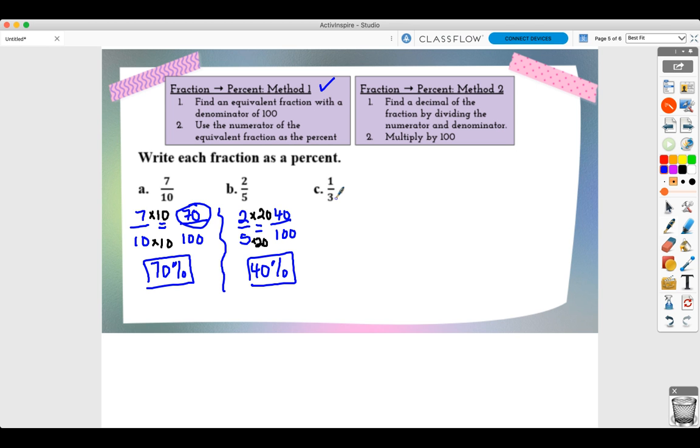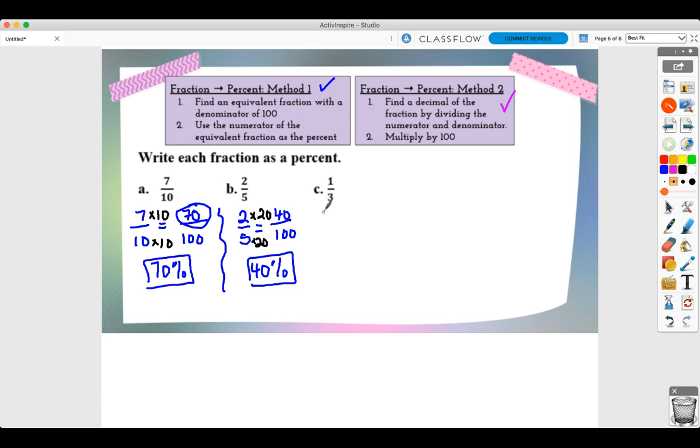And it doesn't work over here because there's nothing you can multiply to 3 to get to 100. It's going to be a decimal, and that's not how this works, and it will not be perfect. So I'm going to now move on to method 2, and I'm going to explain A and B and then do C in method 2 as well. And this I'm going to do in purple.